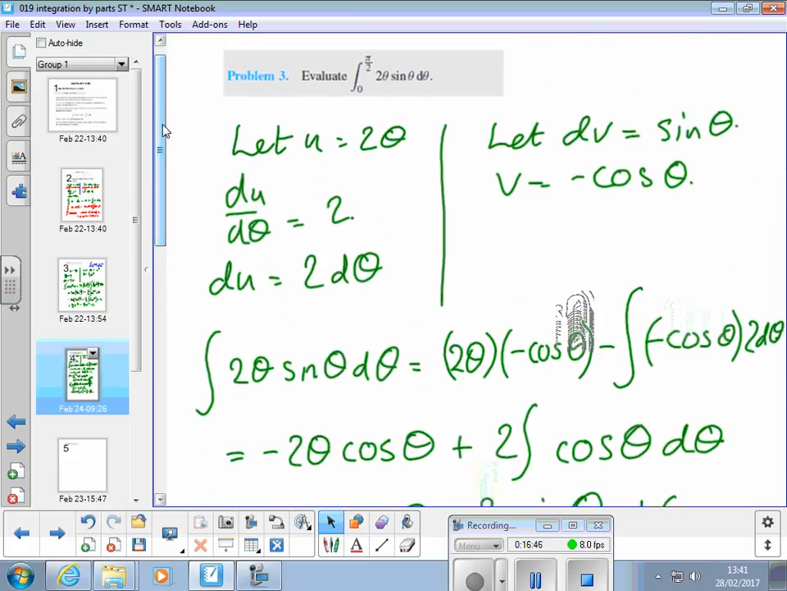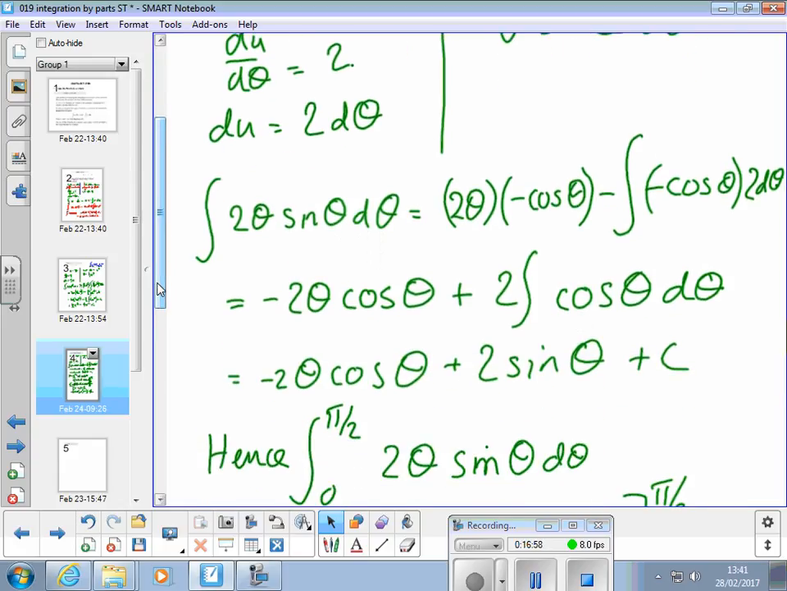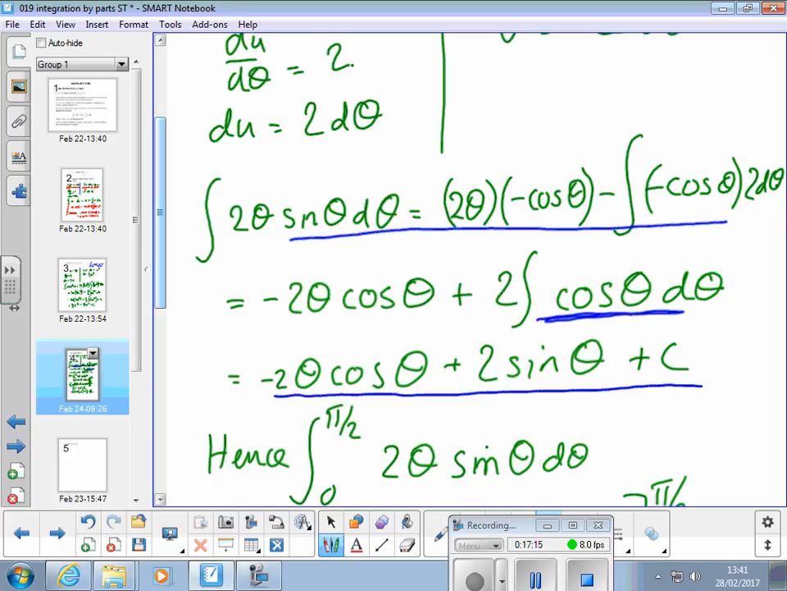well that's the answer. We let u equal 2 theta, dv equals sine theta, differentiate, integrate to find v that side, plug everything in the formula. We then have a simpler integral here, taking the constant outside, that we can do from the table. Put all that together and end up with an indefinite integral.